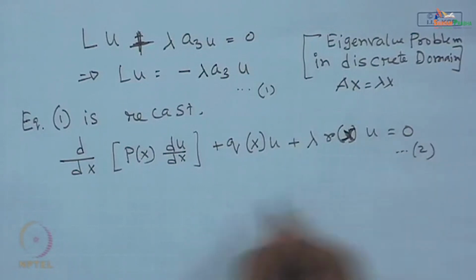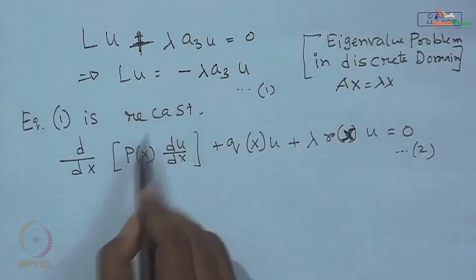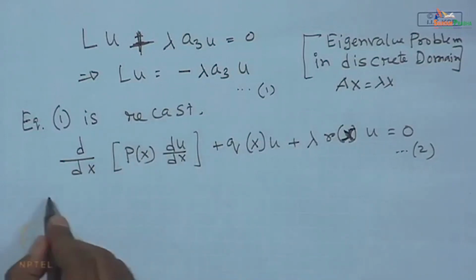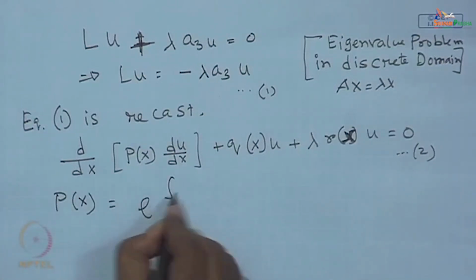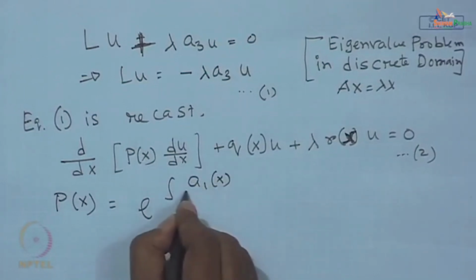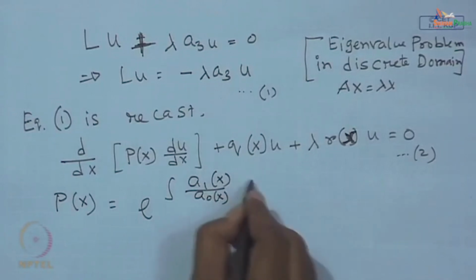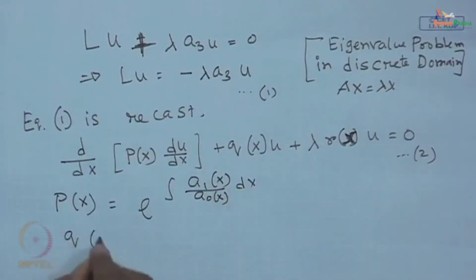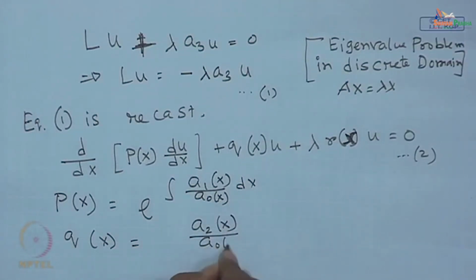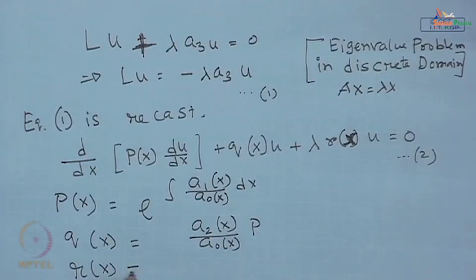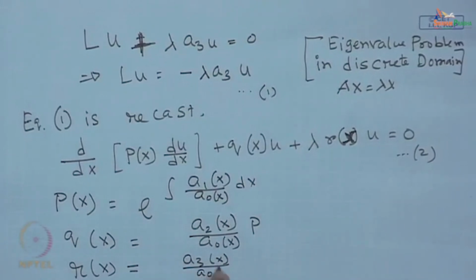Let us say this is equation number 2. Now, these two equations will be identical, because we define p, q, r such that p of x is e to the power integral a1(x) divided by a0(x) dx, q of x is nothing but a2(x) divided by a0 times p, and r of x is nothing but a3(x) divided by a0(x) times p.